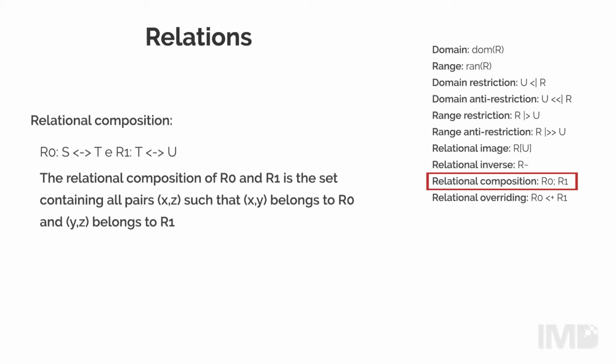So the relational composition between two relations R0 and R1, in which the target set of the R0 equals the source set of R1, is the set containing all pairs X and Z, such that X belongs to S, Z belongs to U, and there exists a Y such that Y belongs to T, and the pair X and Y belongs to R0, and finally the pair Y and Z belongs to R1.